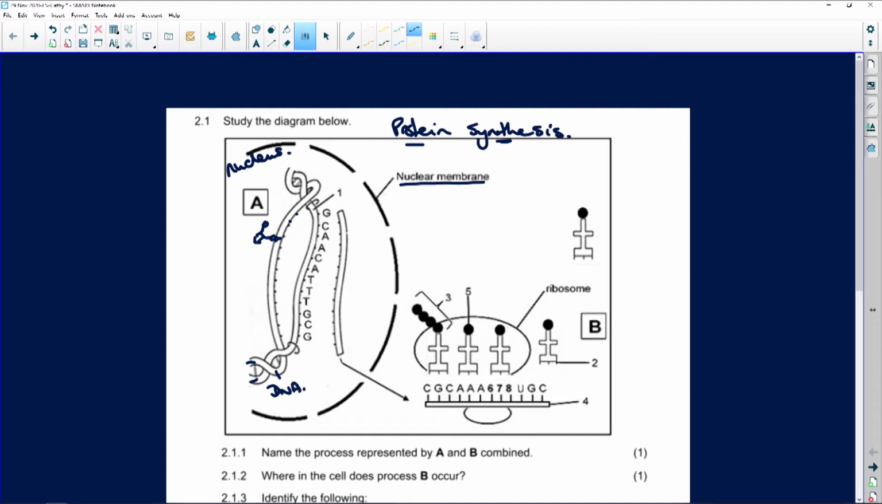Okay, so what they're doing here is they tell us we've got number one. So this would be our DNA, and it would be the template strand. Okay, so there's our template strand. And we can see there guanine, cytosine, adenine, adenine, cytosine, adenine, thymine, thymine, thymine, guanine, cytosine, guanine.